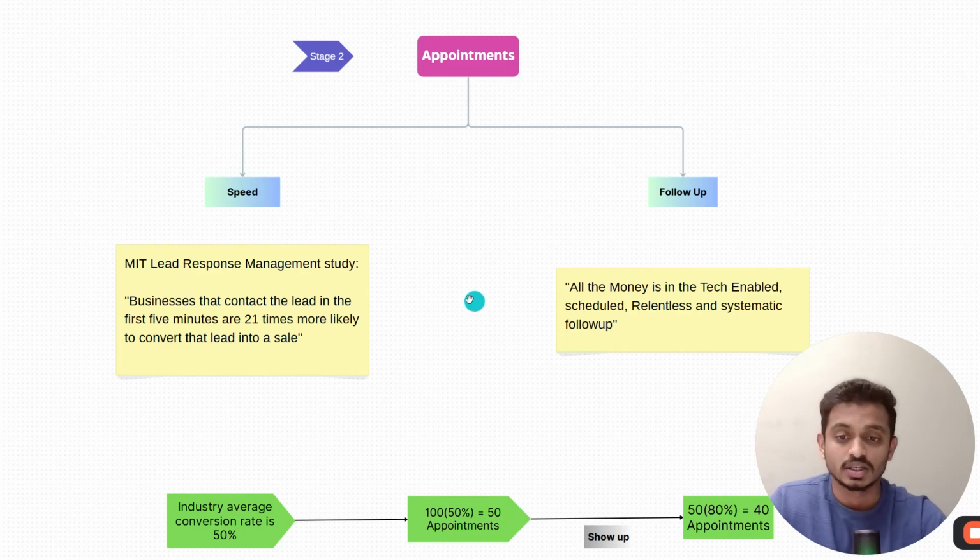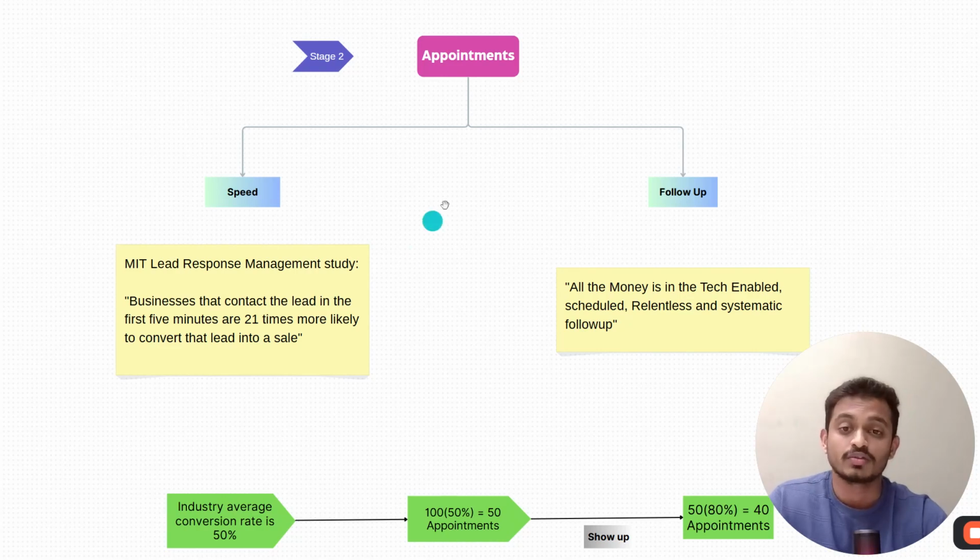I want to share another research conducted by MIT and Inside Sales that says this. Businesses that contact the lead in the first 5 minutes are 21 times more likely to convert that lead into a sale. I mean, that's how important the speed is. Even if you're contacting the lead in 30 minutes, the conversion rate drops by 80% because we know how social media works. And at the end of the scroll, they would have even forgotten that they have even seen the ad and even clicked on it.